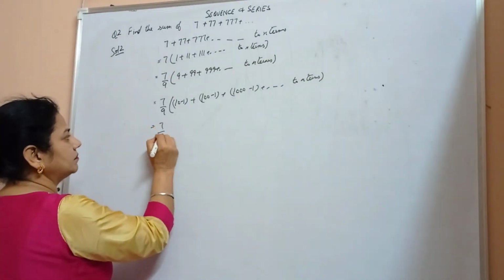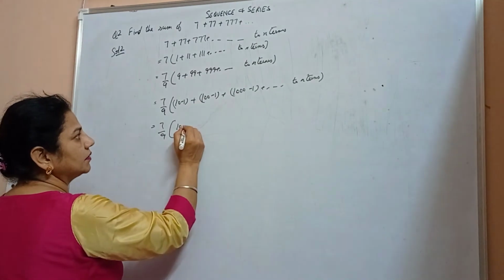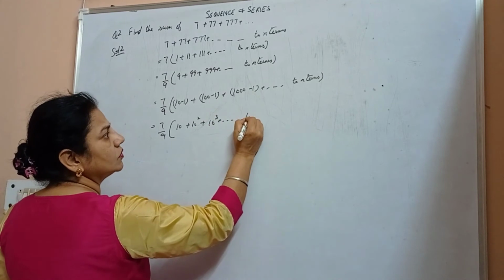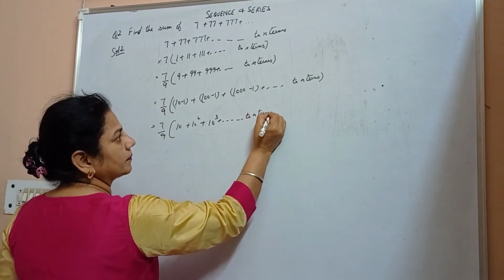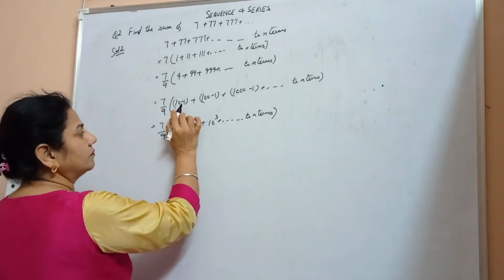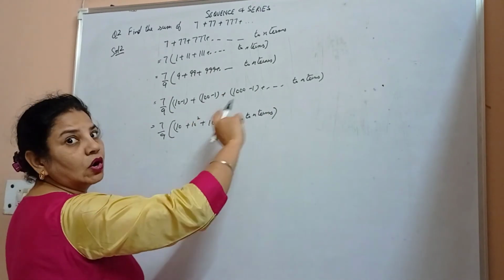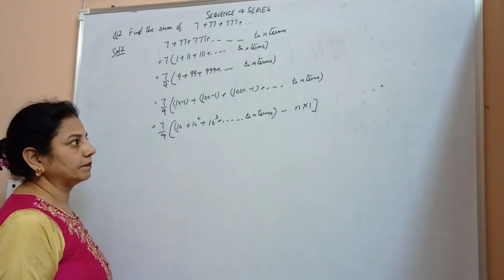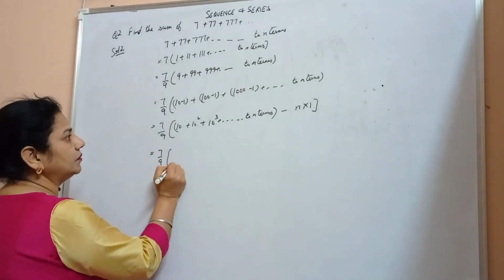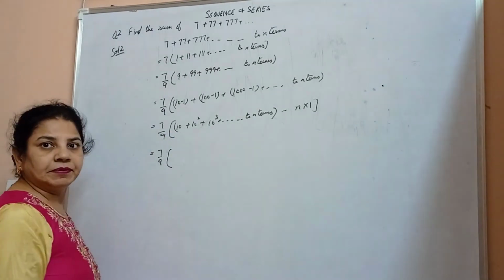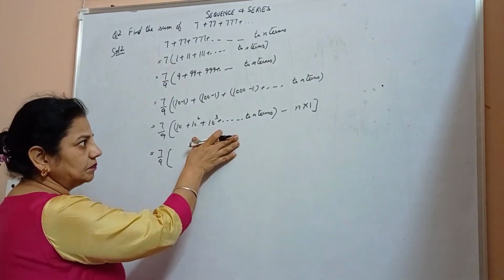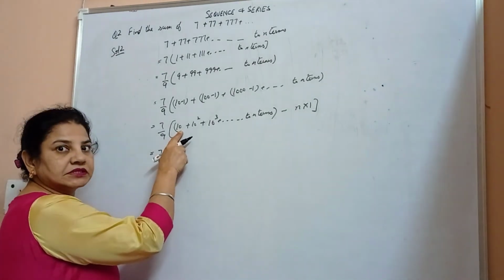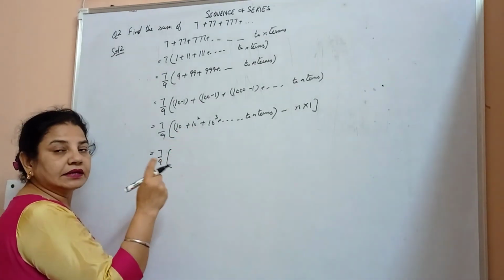From here, we can have 7 by 9 times (10, 100 can be written as 10 square, and 1000 can be written as 10 cube, and so on to n terms), and minus 1, minus 1, minus 1, minus 1. How many times will minus 1 come? It will come n times, so I will write minus n into 1. If I observe carefully, this bracket is in GP. So we have to calculate the sum of the GP to n terms. In this case, our first term is 10 and the common ratio is also 10, and 10 is greater than 1.